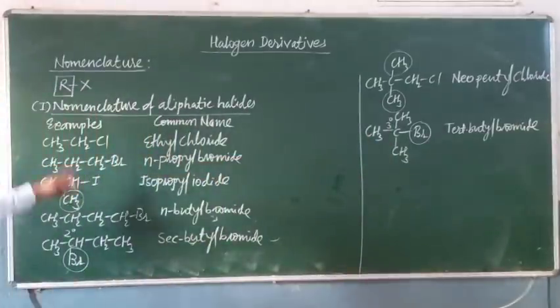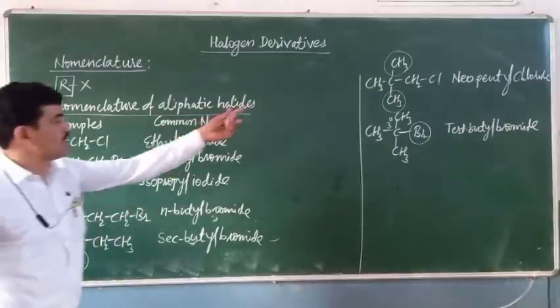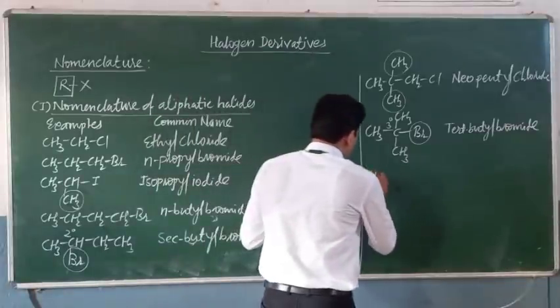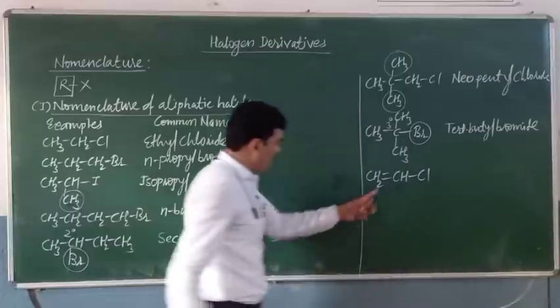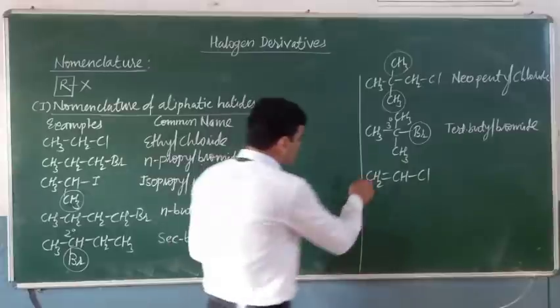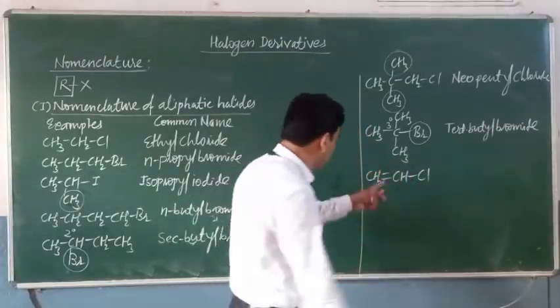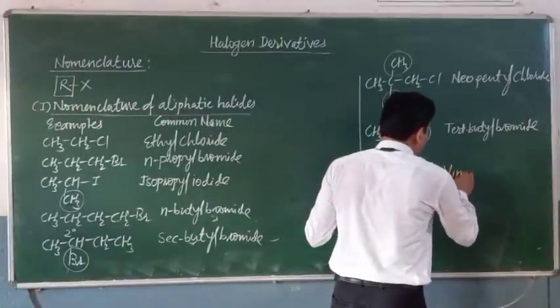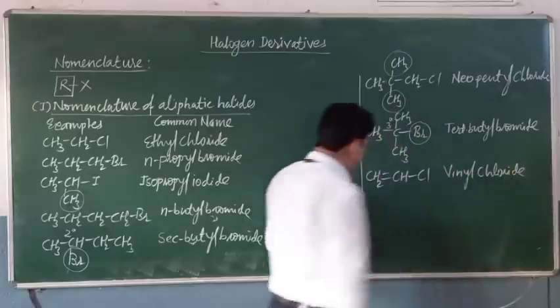Now I already explained the hydrocarbon chain may be unsaturated also. In all these examples, the hydrocarbon chain is saturated. But here the hydrocarbon chain is unsaturated, and the name of this hydrocarbon chain CH2=CH is vinyl, commonly known as vinyl. Therefore, its common name is vinyl chloride.